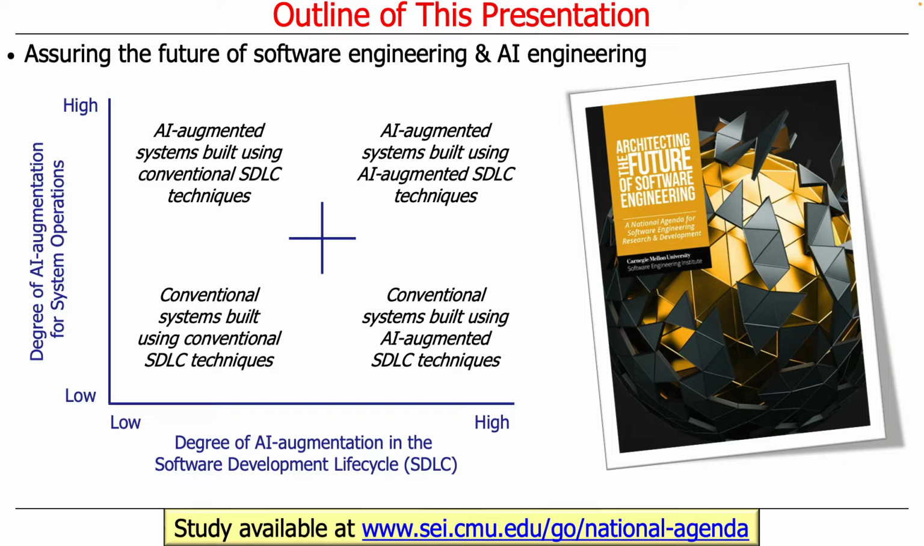You can find out more about some of these ideas at this link. There's a study that was published a year or so ago. We'll talk more about this in a second, that talks about many of the different ways that AI is going to make a difference in the way that we build software systems and we operate software systems.